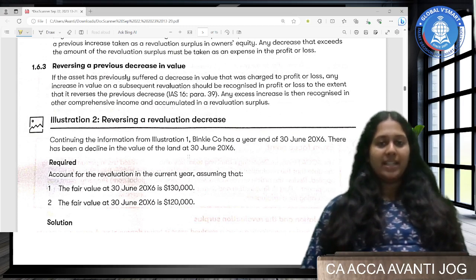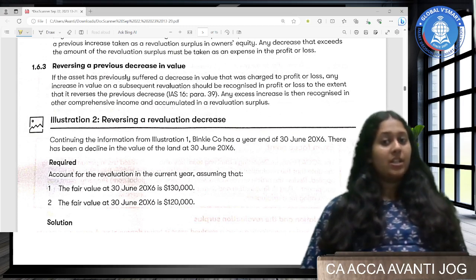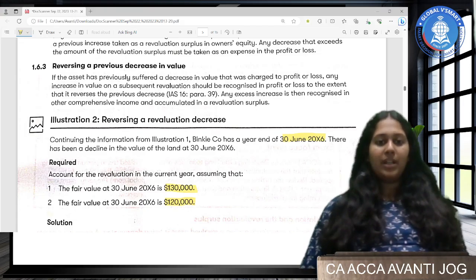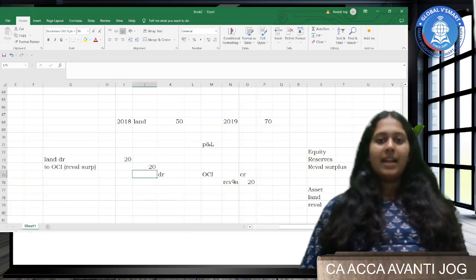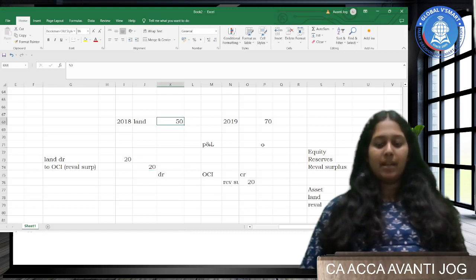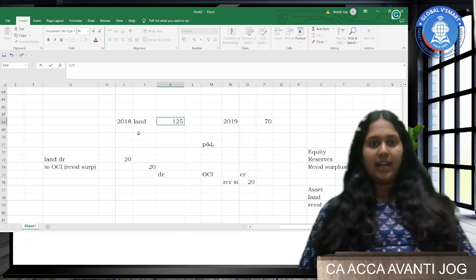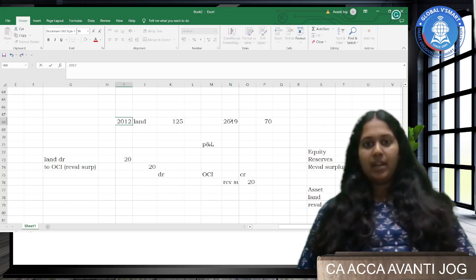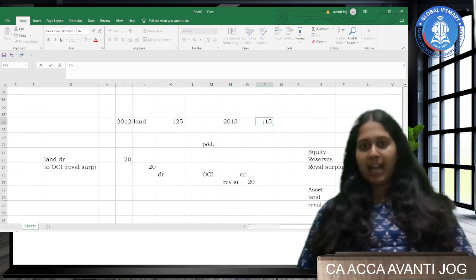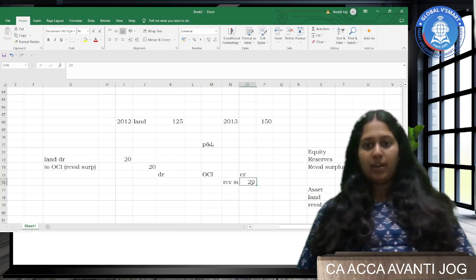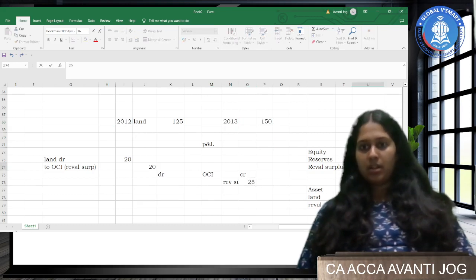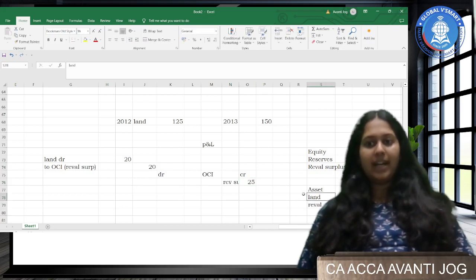Okay, so we have two examples. First is, in the original example, the land's value after 3 years goes down to 1,30,000. And second is where it goes down to 1,20,000. So, we know that originally, what was the value of the land? In our example 1,25,000, correct? Which was purchased in 2012. In 2013, it became 1,50,000. So I did a revaluation surplus of 25,000, reserve 25. This was 125, 25, and 150, correct?